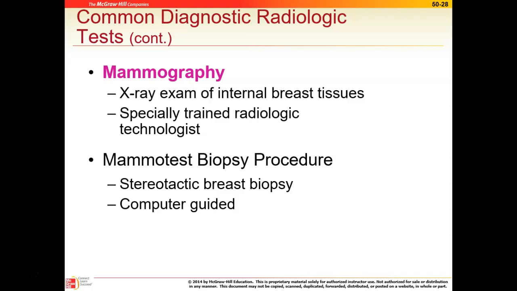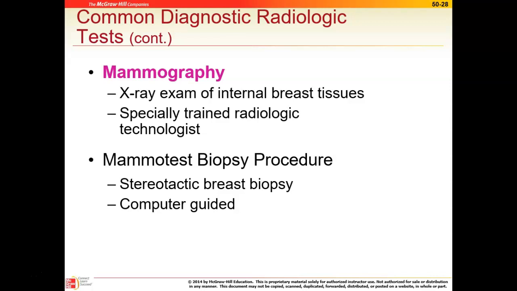Then we have the mammography, and so the mammography is our prototypical way that we check for internal breast tissues. These particular mammography radiologists are specifically trained in that particular field. They are trained in radiography, but they get extra special training in order to do mammography.